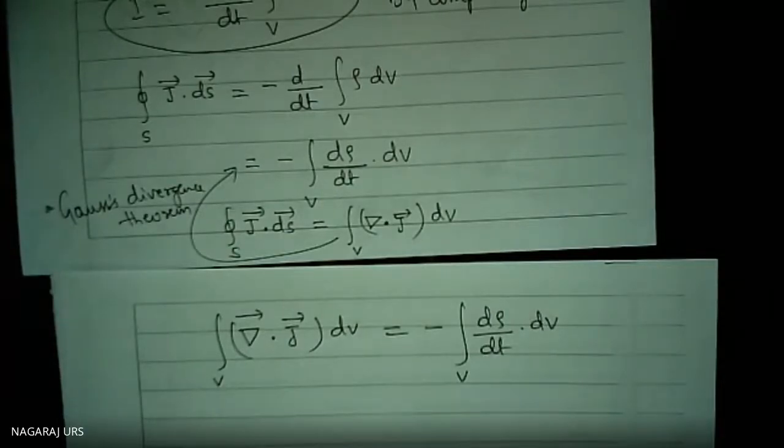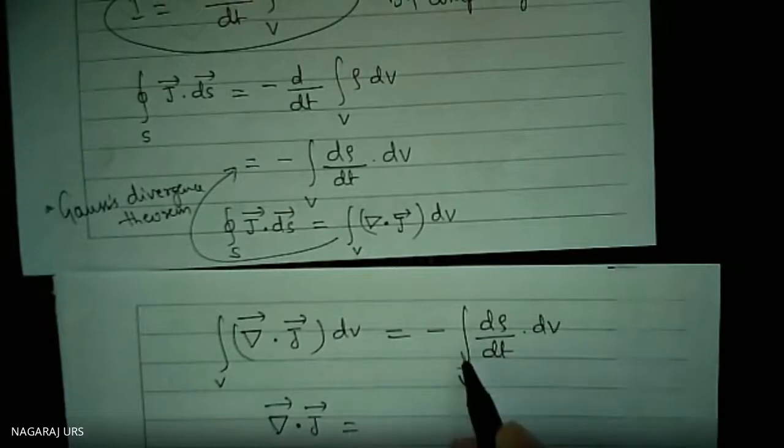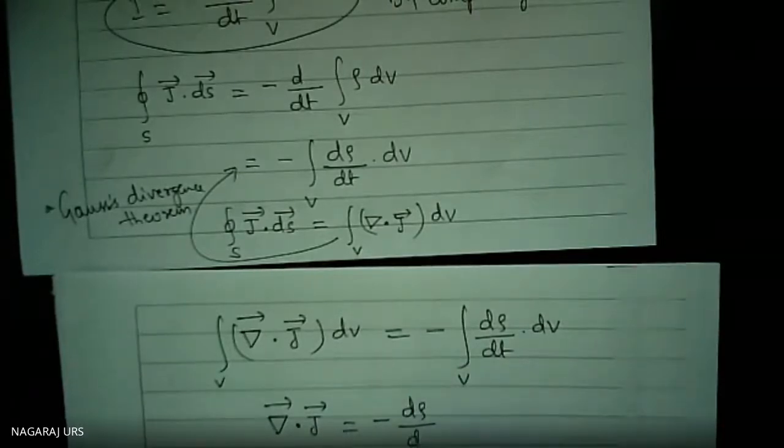Both are volume integrals. Since both are volume integrals, I can remove the volume integrals on both sides. dV also I can remove. Therefore, del dot J is equal to how much? Minus d rho divided by dt.